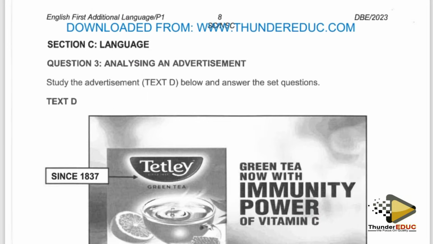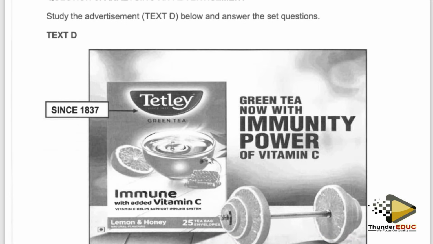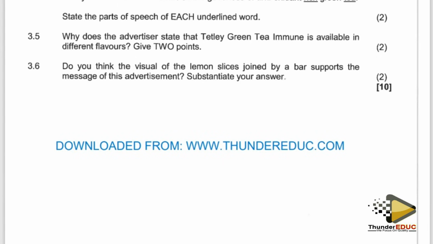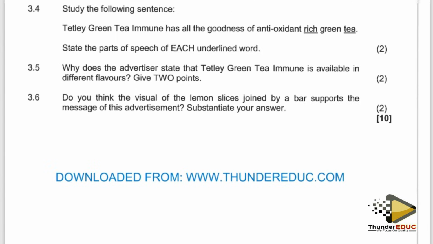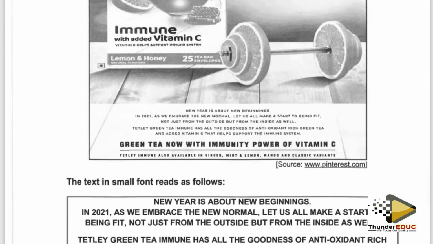All right, let's go to section C, which is our language. This is our 40 marks for our language. It's a challenge majority of times because of advertisements and cartoons. So we must be able to go through our techniques properly so that we can get through these ones. Let's go to our advertisement.